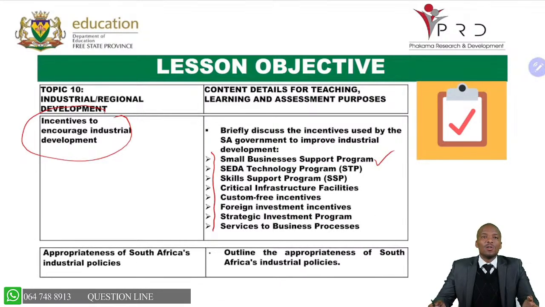Then lastly, we're going to be looking at the appropriateness of South Africa's industrial policies, outlining the appropriateness of those industries in South Africa. Then we'll be saying the topic is done. Then we can continue with the next topic.